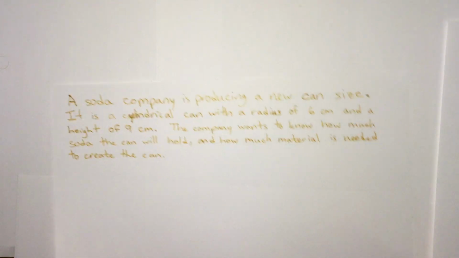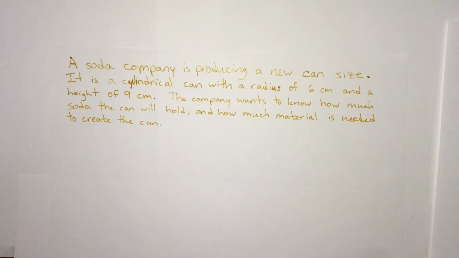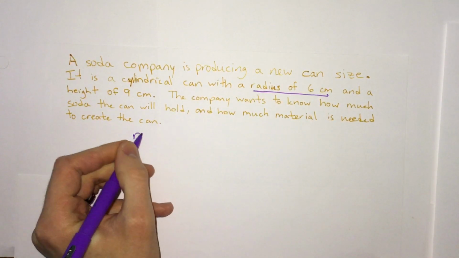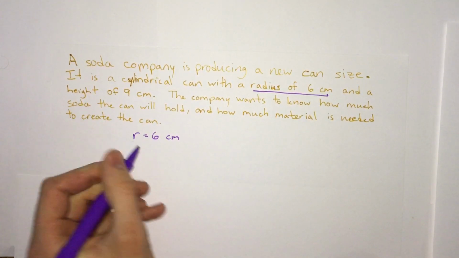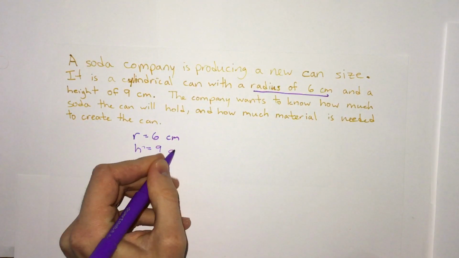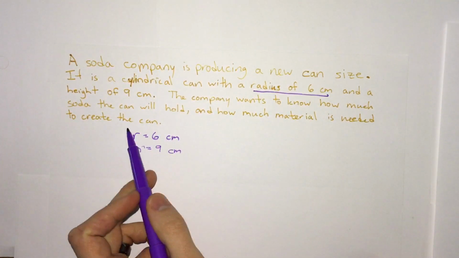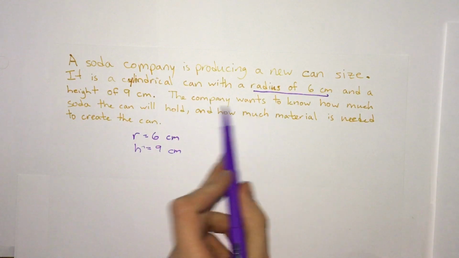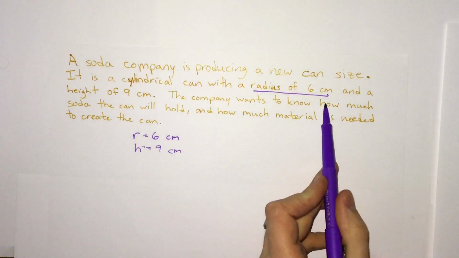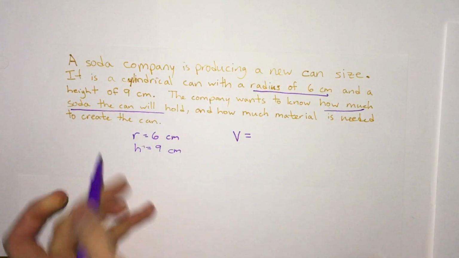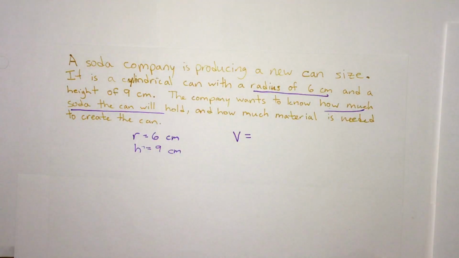Let's take a look at this problem here, which says a soda company is producing a new can size. It's a cylindrical can with a radius, so let's write down our major ideas here, a radius of 6 centimeters and a height, h, of 9 centimeters. The company wants to know how much soda the can will hold and how much material is needed to create the can. So remember, volume is space inside, so how much soda the can will hold, that's volume. And how much material needed to create the outside of the can, that would be surface area.